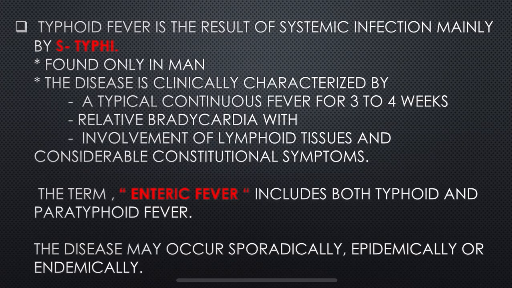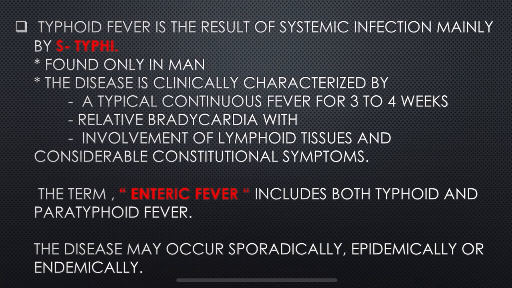Typhoid fever is a result of systemic infection mainly by Salmonella typhi. So here we are starting the introduction of typhoid fever. We see that it is a systemic infection, so various organs are involved in this fever. So Salmonella typhi causes typhoid fever, and it causes the systemic infection. It is found only in man. So you do not see typhoid fever in other herds. You see that it is seen in man.